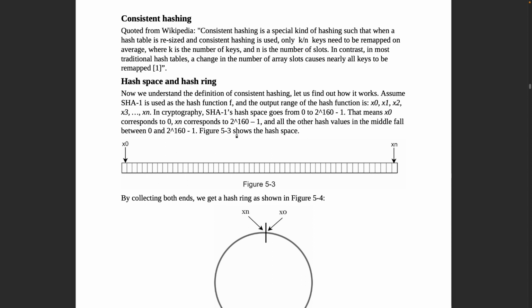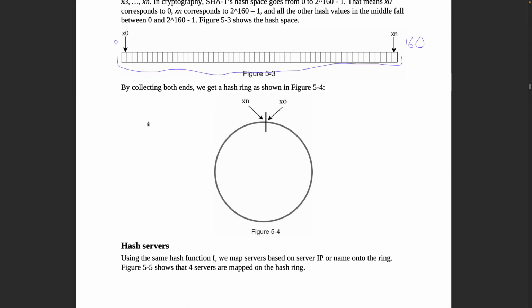And all the other hash values in the middle fall between 0 and 2 to the power of 160 minus 1. Figure 3.5 shows the hash space. So this is the hash space from 0 up to 2 to the power of 160, which is a pretty large value that cannot be calculated so easily, but yeah, that's a lot of numbers. Okay, all right, so we consider that.